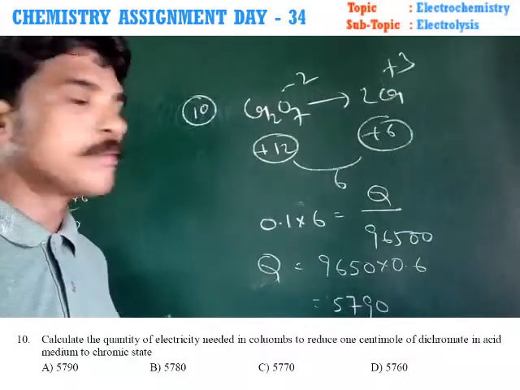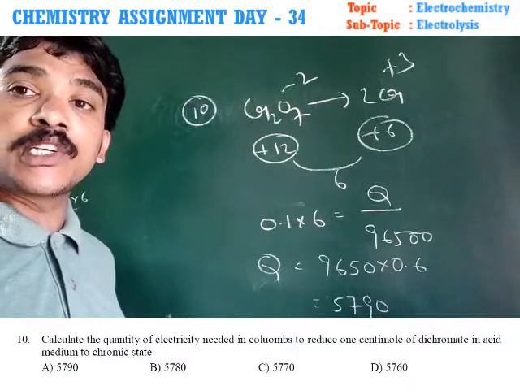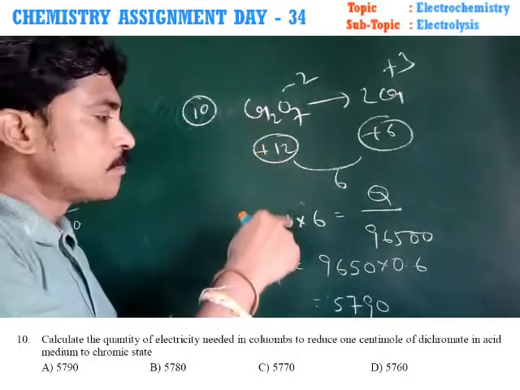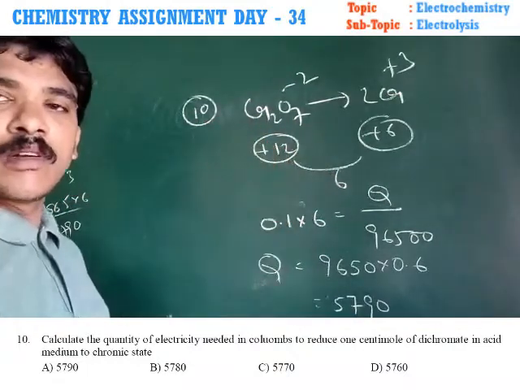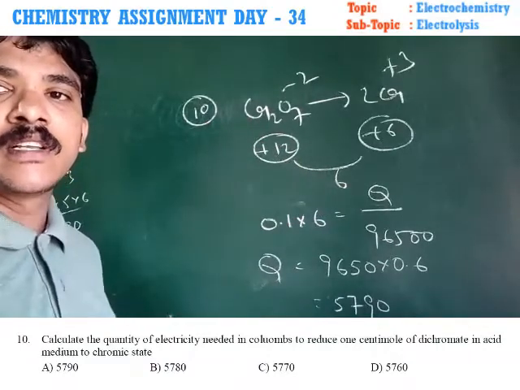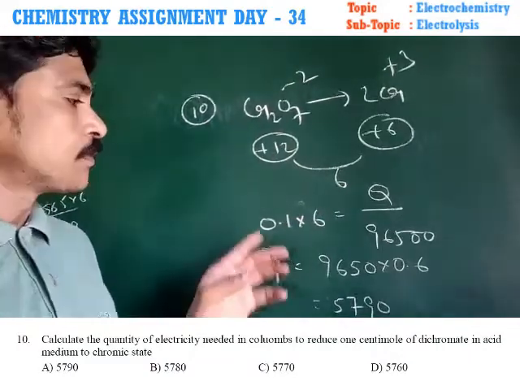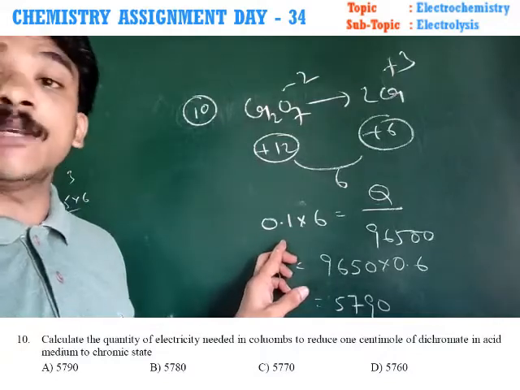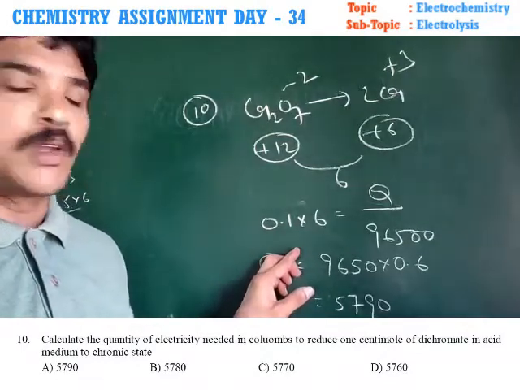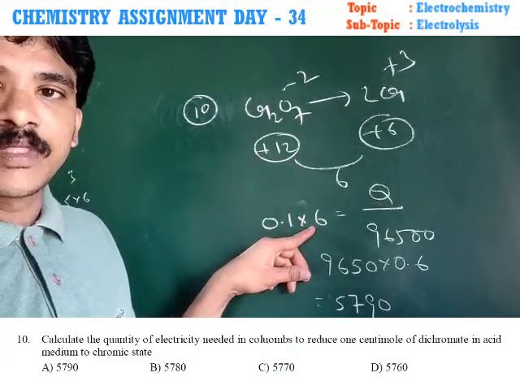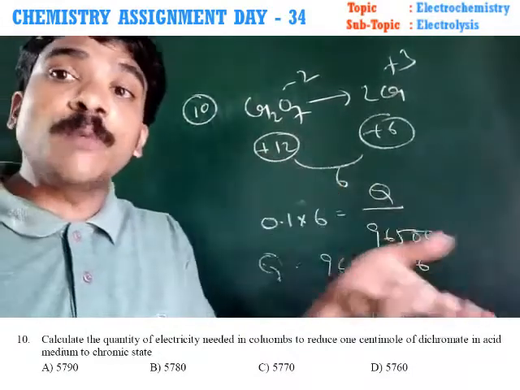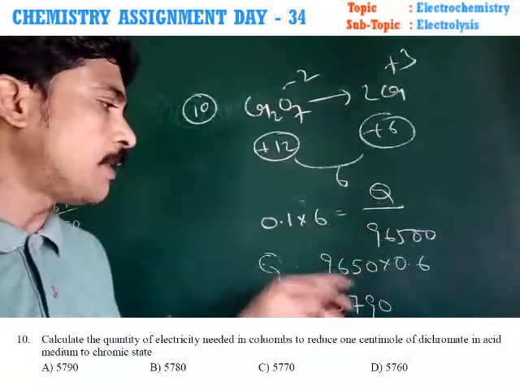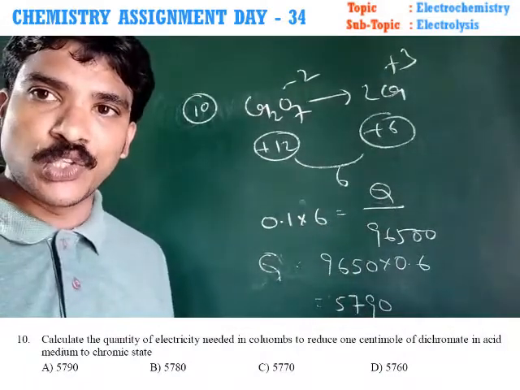Question number 10. Dichromate ion is converted to chromic, Cr plus 3. The transfer of electrons is 6 per 1 mole. That means passage of electricity is 6 mole of electrons. So given in this problem, 1 centimole, 0.1 mole, 0.1 into n factor, by Faraday's first law, is equal to Q by 96,500. Then I want to calculate the Q value. By calculation I got the Q value, 5790 coulombs.